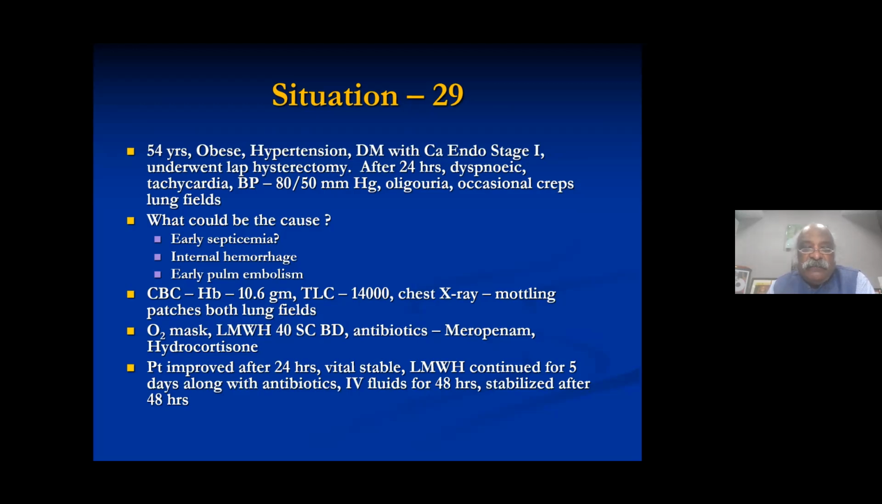Hemoglobin came 10.6 gram, TLC 14,000, chest X-ray mottled patches in both lung fields. And therefore, I diagnosed that this is a case of early pulmonary embolism. Oxygen mask, low molecular weight heparin 40 subcutaneous BD, antibiotics, meropenem, hydrocortisone. Patient improved after 24 hours, vitals stable, low molecular weight heparin continued for 5 days along with antibiotics, IV fluids for 48 hours, stabilized after 48 hours.